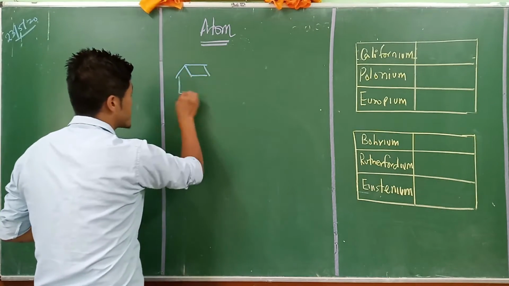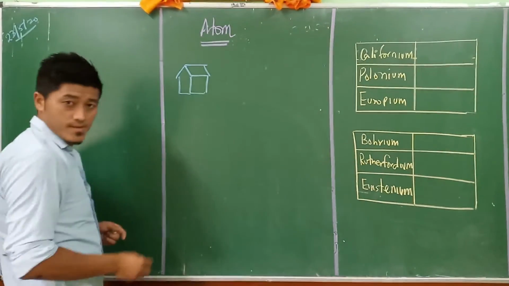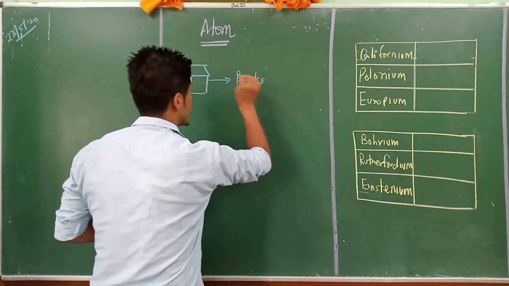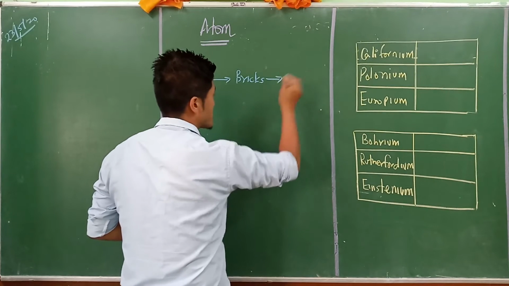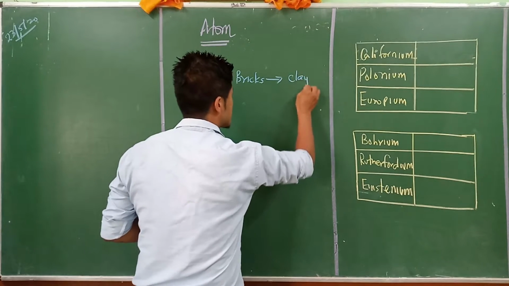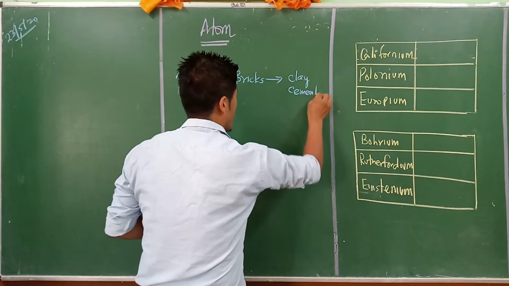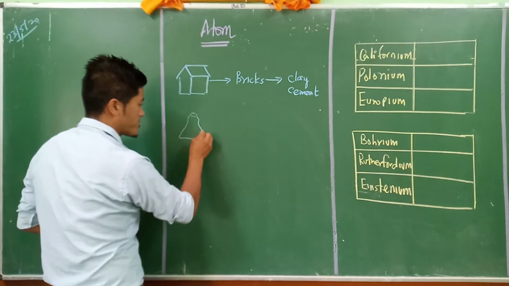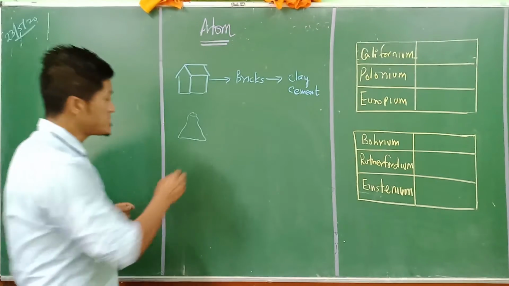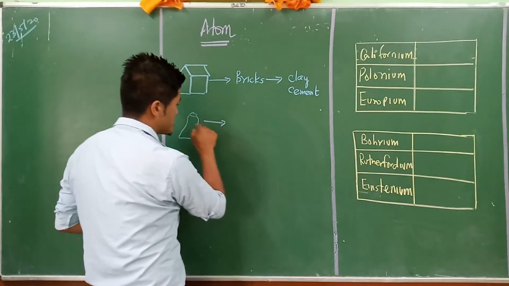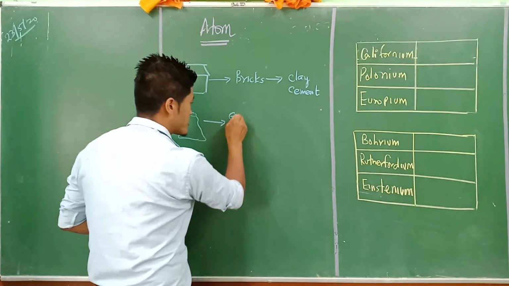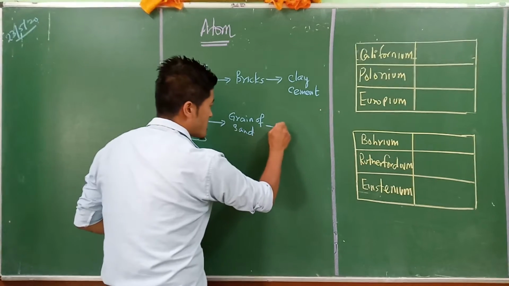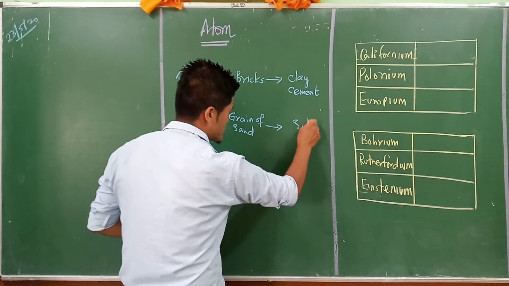There is a house. This house is made up of bricks, and these bricks are further made up of, let's say, clay or cement or many other things, right? Let's say there is another example, an anthill, the place where ants stay. This anthill is made up of grains of sand. These grains of sand are further made up of smaller particles like silica and so on, right?